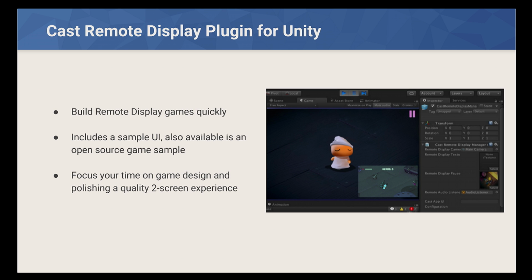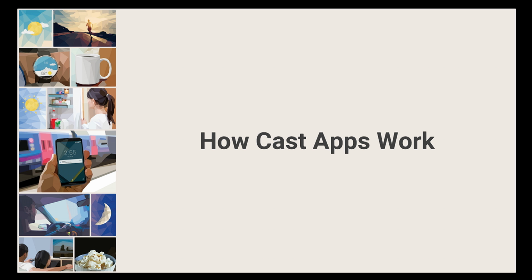We've also built a plugin for Unity. This includes a simulator, so it's going to help you iterate fast and build games really fast. You don't actually have to build onto a device to test your game out. And it also includes a sample UI, and we've also built a full open source sample that's available on the Unity Asset Store to help you get started. So you're basically going to focus your time on game design and polishing that two-screen experience.